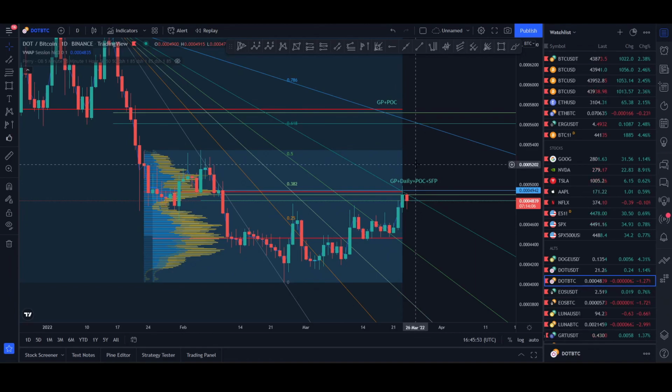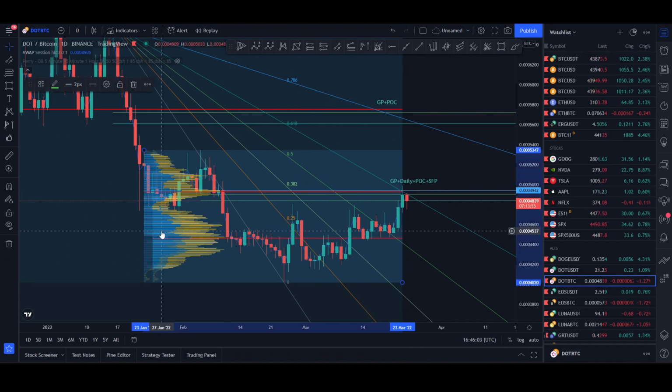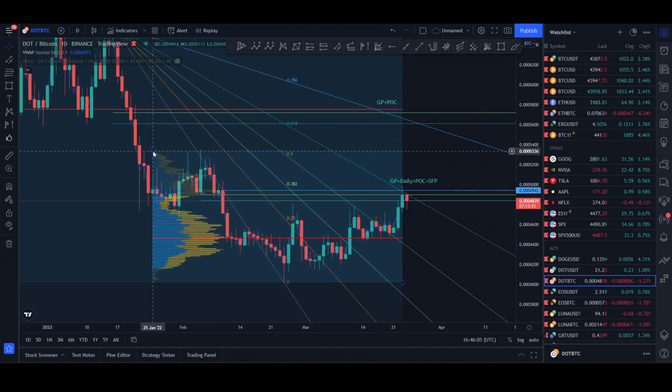Today we'll look at some altcoins. I've basically run through some of the altcoins and I've chosen the best ones which have the best trading setups in my opinion, and we'll look into them. So right now we can start with the DOT.